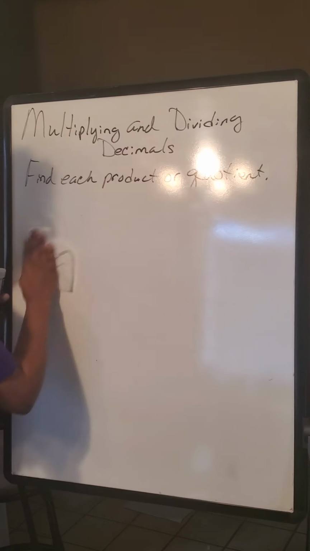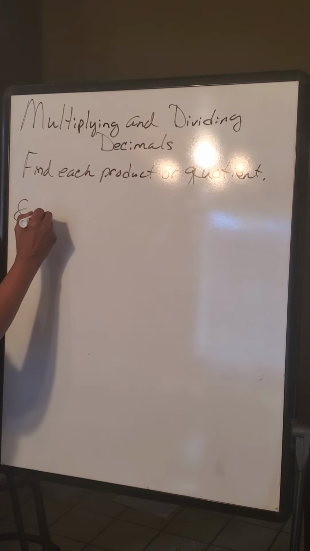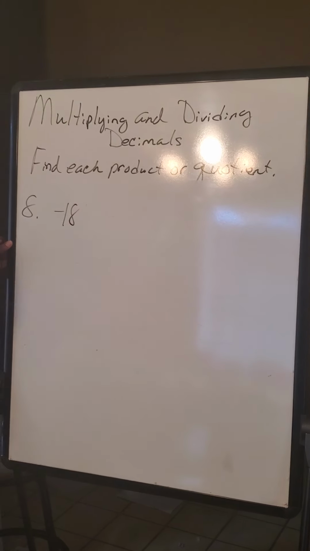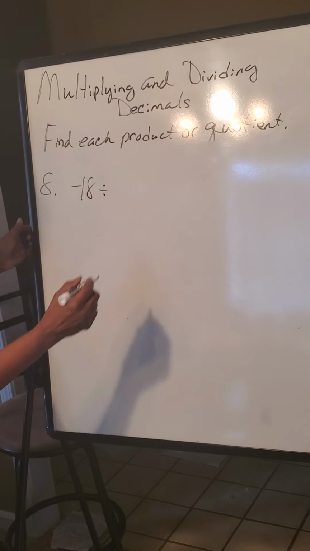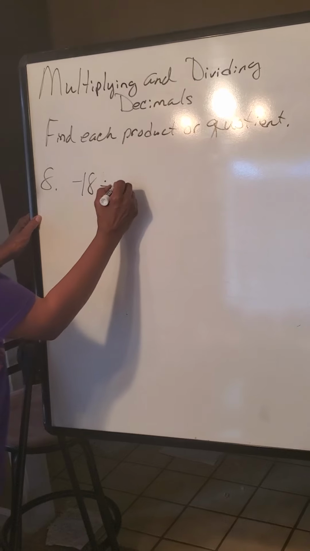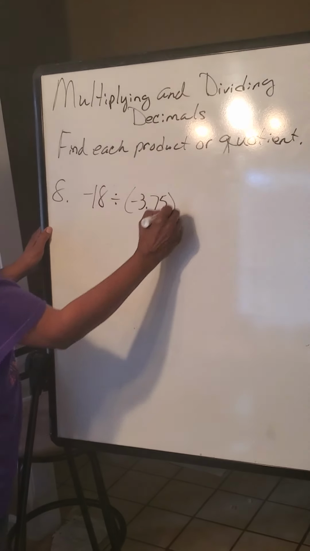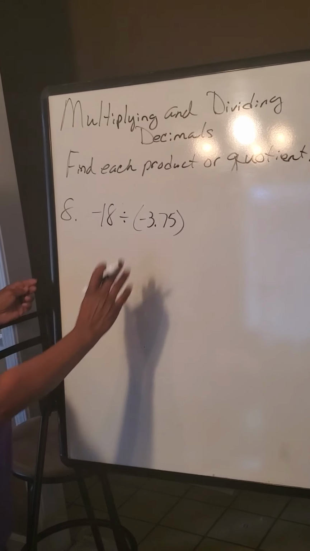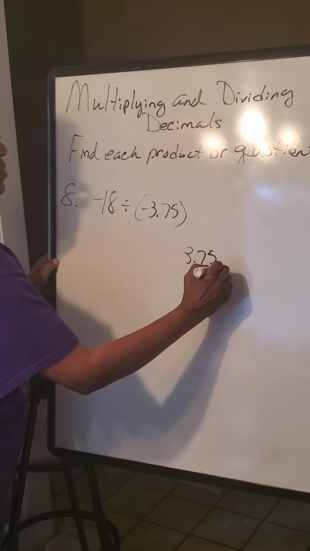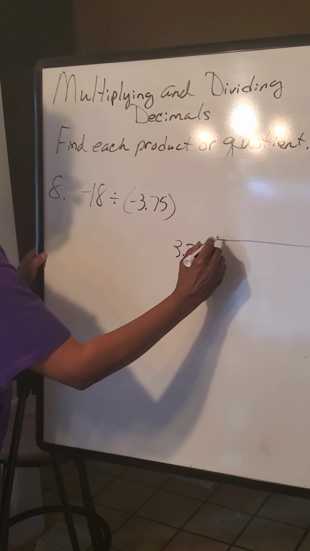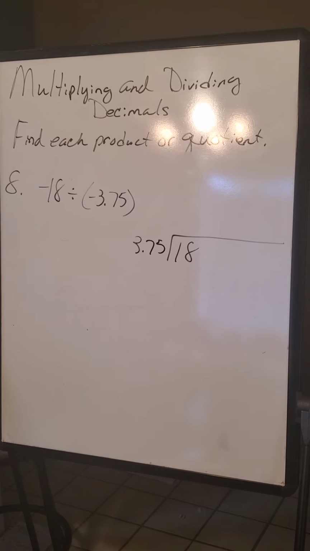Example 8. If I had a negative 18 and I need to divide it by 3, a negative 3 75/100. Again, this is my divisor. 18 is my dividend. I need to make my divisor a whole number.